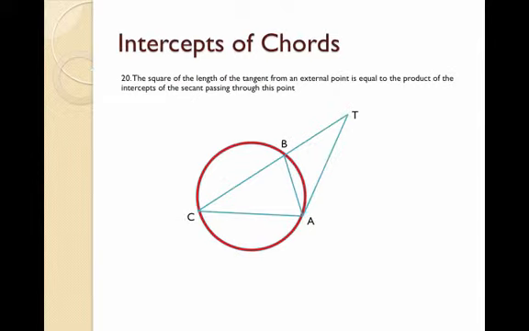The theorem we will look at today says that the square of the length of the tangent from an external point is equal to the product of the intercepts of the secant passing through this point. It's very wordy, so let me break it down for you.